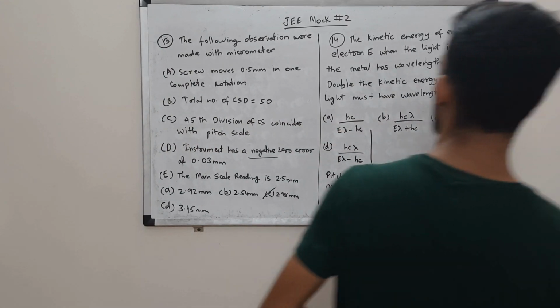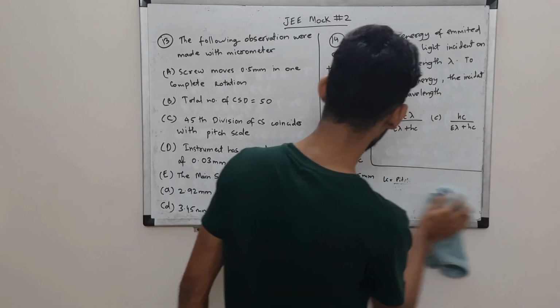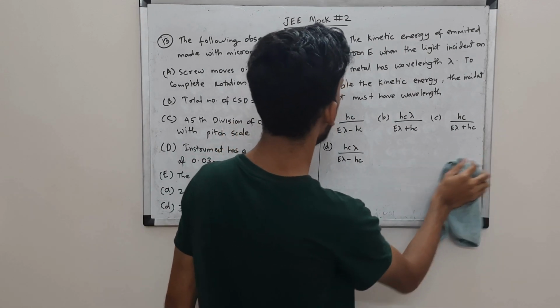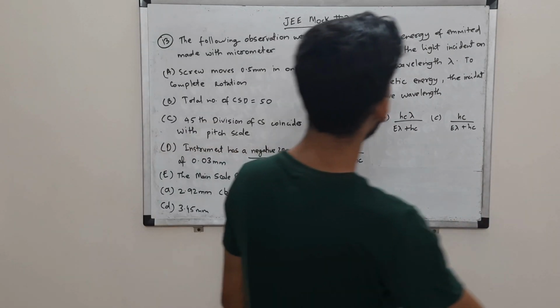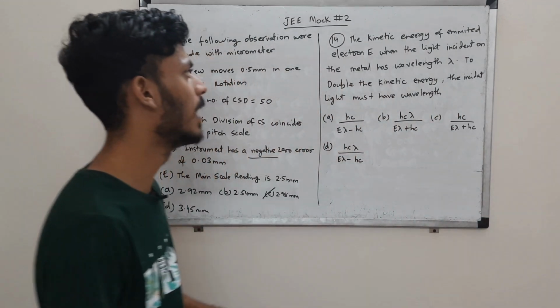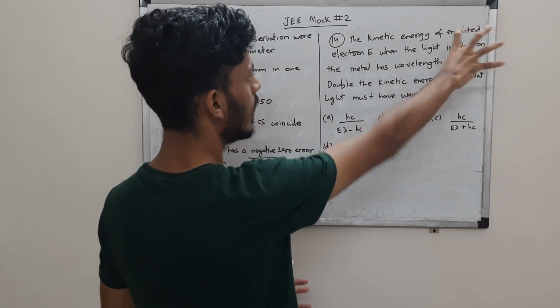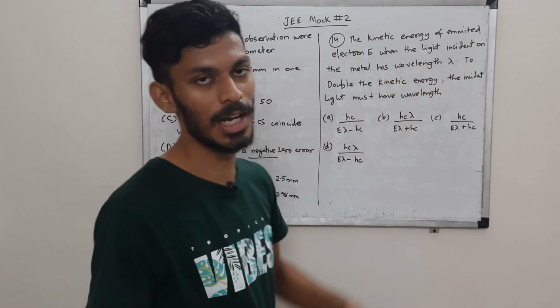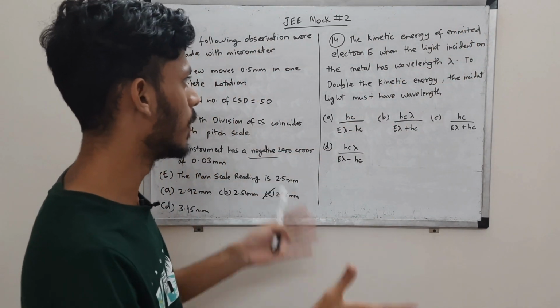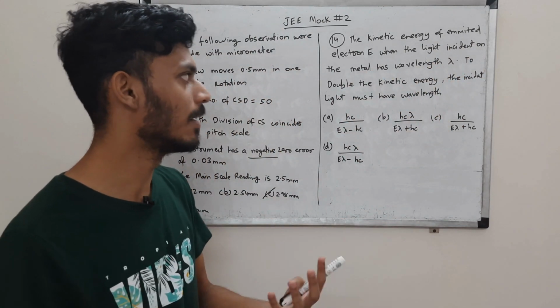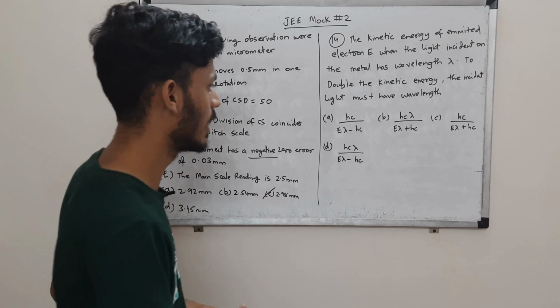So let's move to this question. Here we are given that the kinetic energy of electrons emitted by light incident on a metal is E when light of some wavelength lambda is incident on a particular metal. To double the kinetic energy, the incident light must have what wavelength? So that is the question.